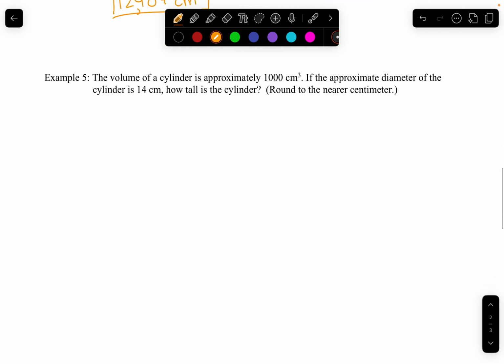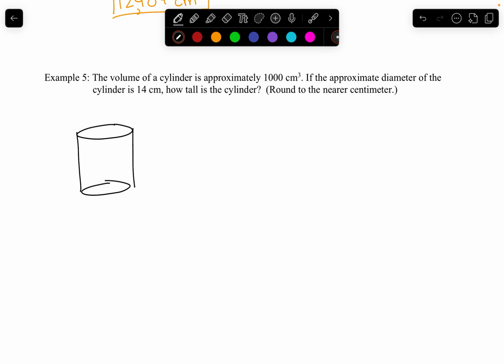All right, last example, example 5. The volume of a cylinder is approximately 1,000 cubic centimeters. If the approximate diameter of the cylinder is 14 centimeters, how tall is the cylinder? Round to the nearest centimeter. So we've got another cylinder. Here she is, beautiful cylinder.